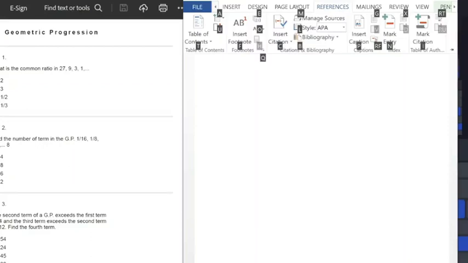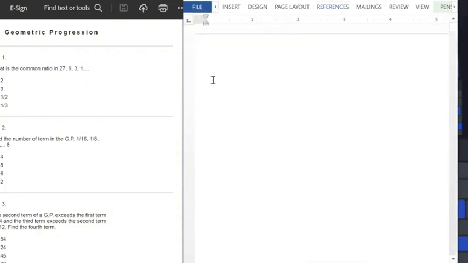This is the correction to the questions on geometric progression. So number one, what is the common ratio in the sequence 27, 9, 3, 1, and so on?